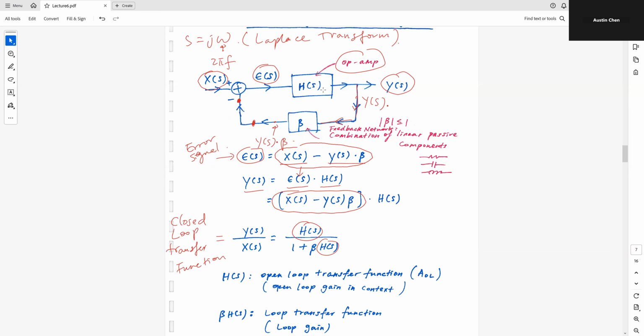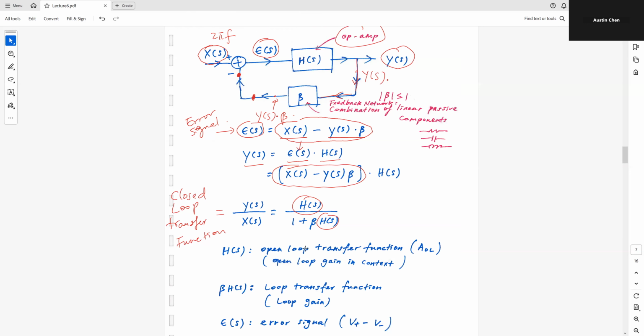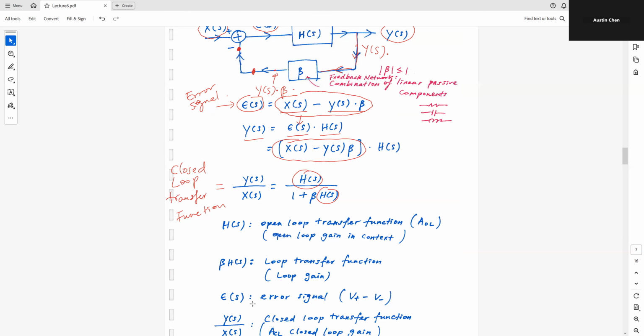If I take the product of this open loop gain, or open loop transfer function, and the beta, which is my feedback network, then I have something called loop gain or loop transfer function. So this is simply taking the product of these two. And then I have my error signal.